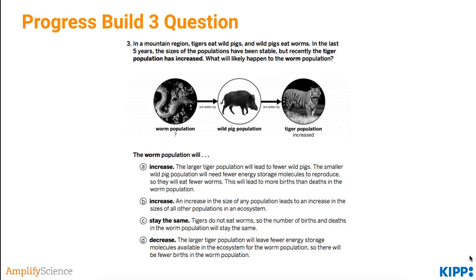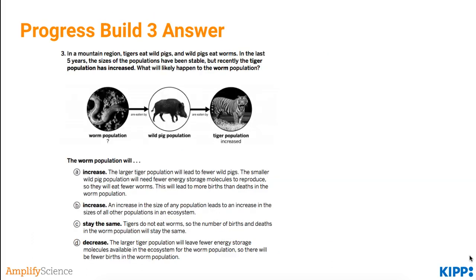Let's look at one more multiple choice question, question number 3. In a mountain lion region, tigers eat wild pigs and wild pigs eat worms. In the last 5 years, the sizes of the populations have been stable, but recently the tiger population has increased. What will likely happen to the worm population? The worm population will... Pause and take a second to answer this question before we look at the answer.